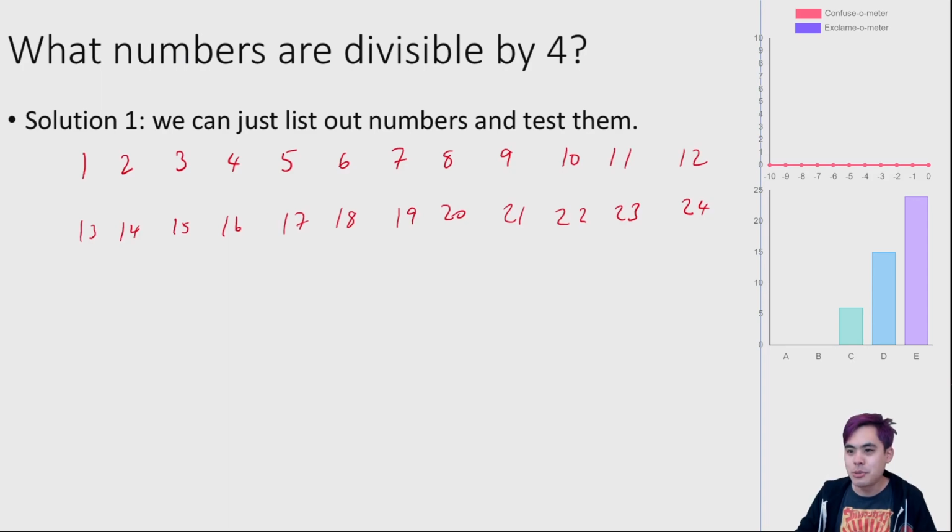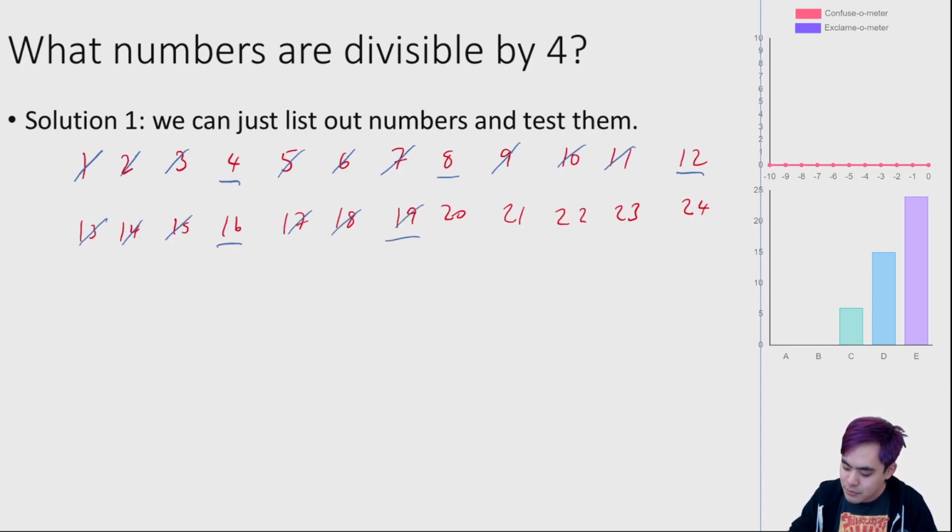So, is 1 divisible by 4? No, of course not. Is 2 divisible by 4? No. 3? Nope. 4 is, though. So 4 is divisible by 4. 5 is not. 6 not. 7 not. 8 is. 9, 10, and 11 aren't. But 12 is. 13, 14, 15 aren't. 16 is. 17, 18, 19 aren't. I wrote that wrong. But 20 is. 21, 22, and 23 aren't, but 24 is.